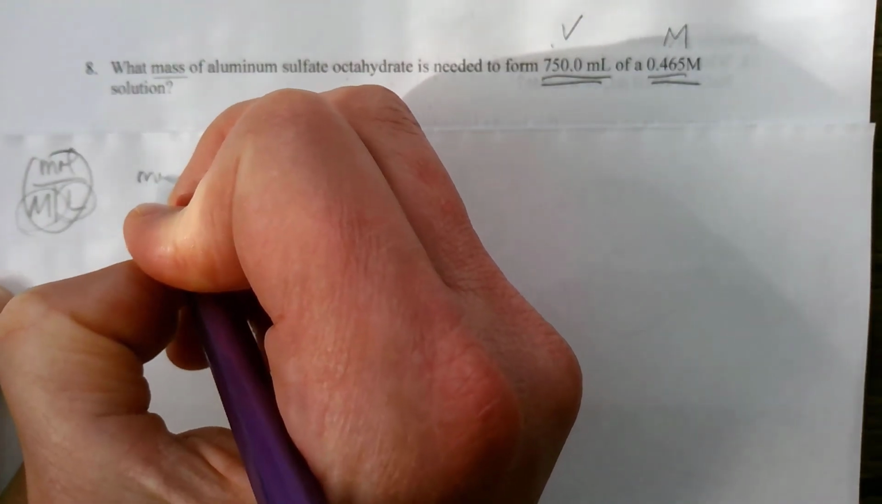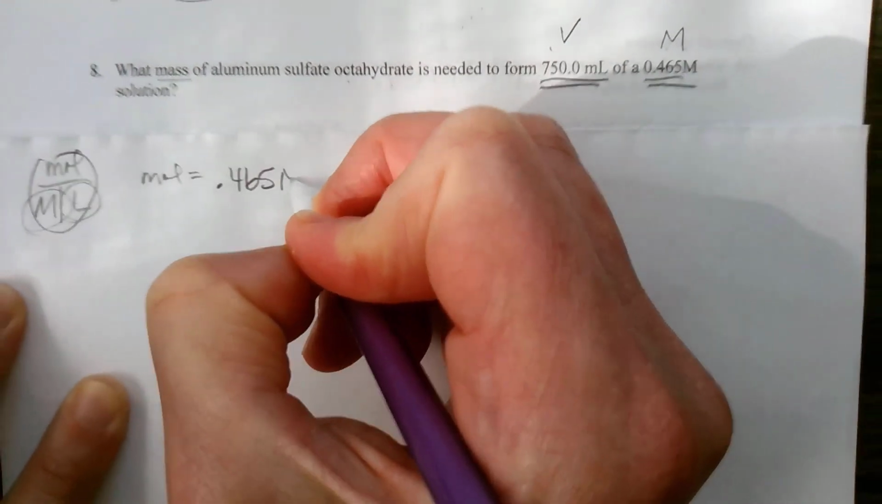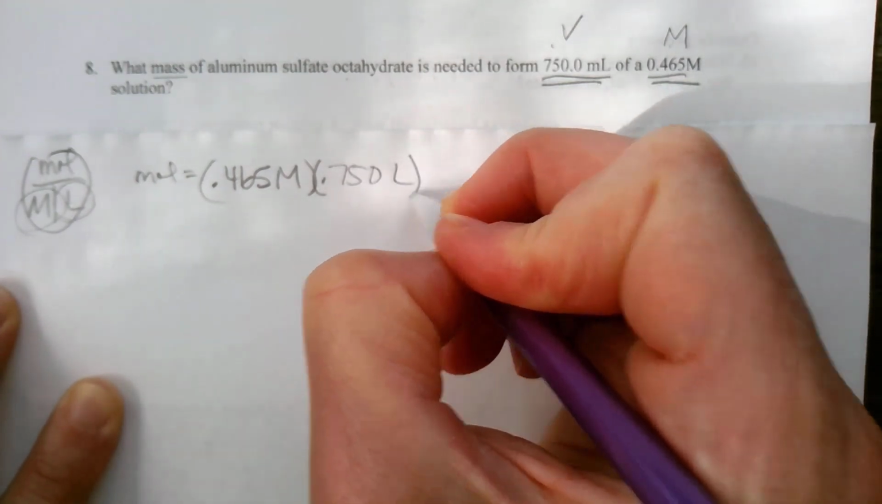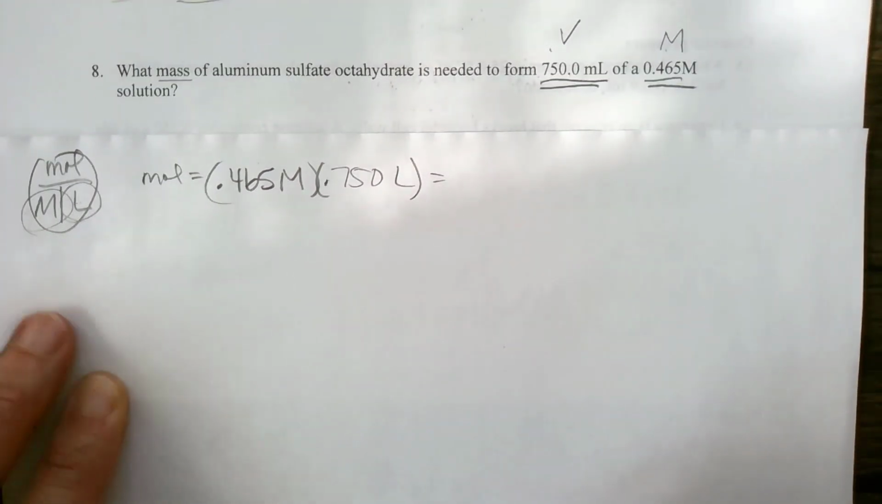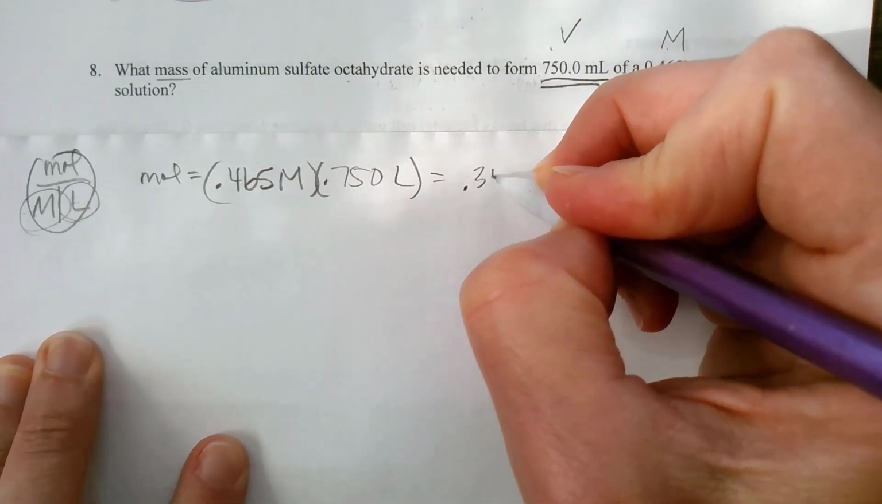So I'm going to say that our moles is equal to 0.465 times 0.750 liters. And that gives me 0.34875.